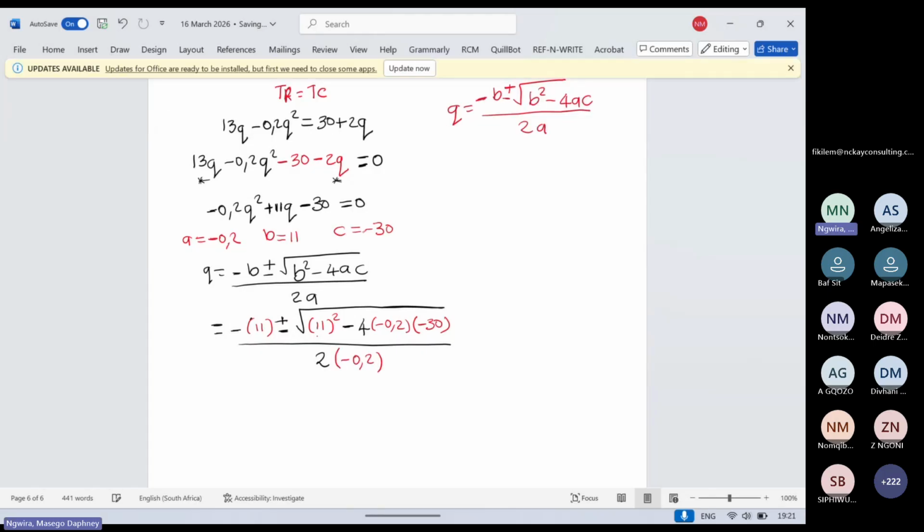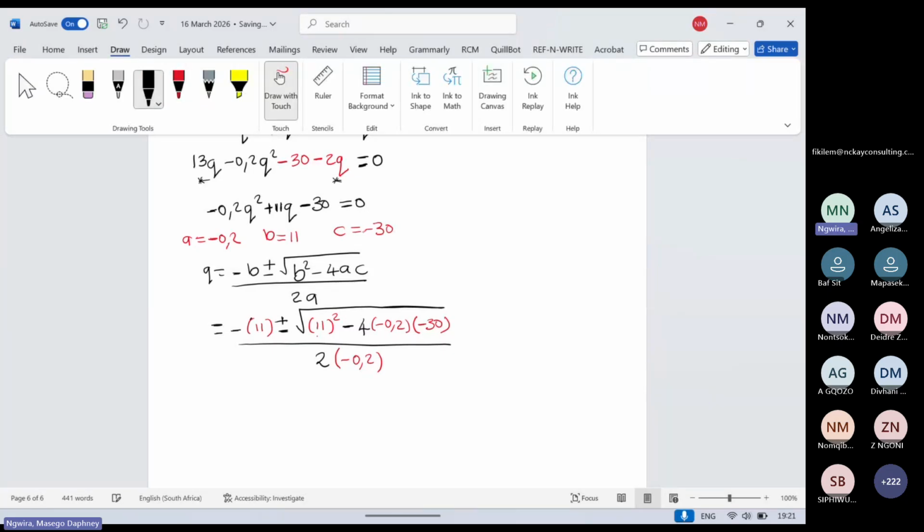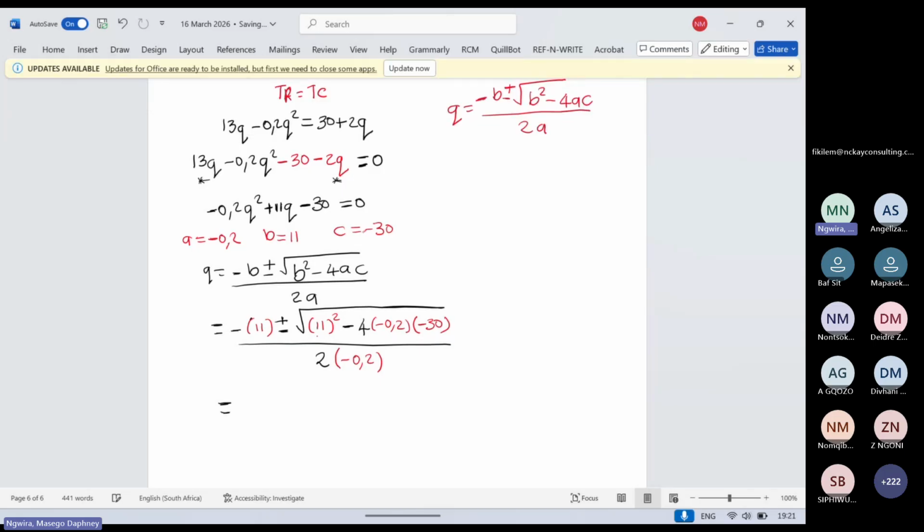And now we are going to use our calculator. Not everything though, but if you want, you can use it for everything. So when we use our calculator, we'll have negative 11 plus or minus the square root of, you solve everything under the square root with a calculator, you're going to get 97. And then everything over negative 0.4.